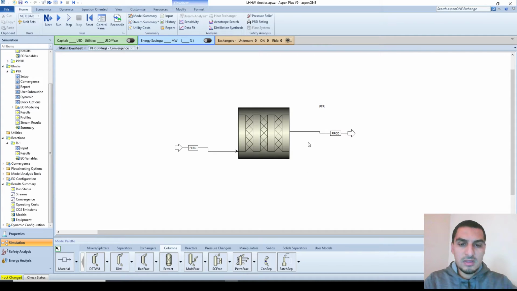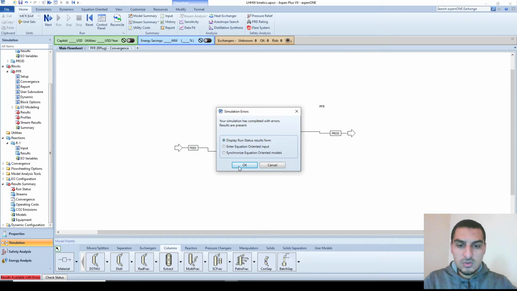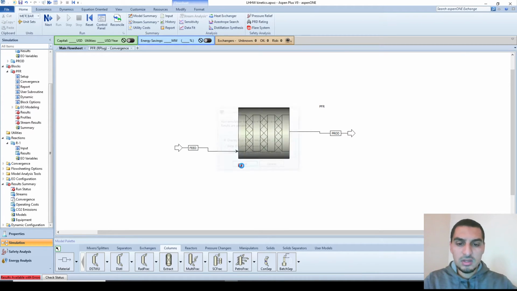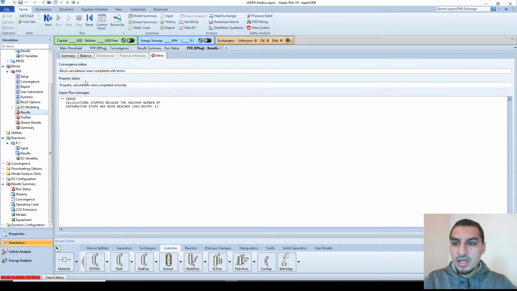This is a plug flow reactor that we solved before, which was including a reaction with the Langmuir-Hinshelwood kinetics, and we saw that we were able to solve it, but the question that I got, that this person couldn't get this block solved, and he got an error which I'm gonna show you right now. So he did everything the same way I did, and he got this error which says that the calculation stopped because the maximum number of integration steps has been reached. It says maximum n steps equals whatever number it is. It was 1,000 in his case, and in my case it's 1.